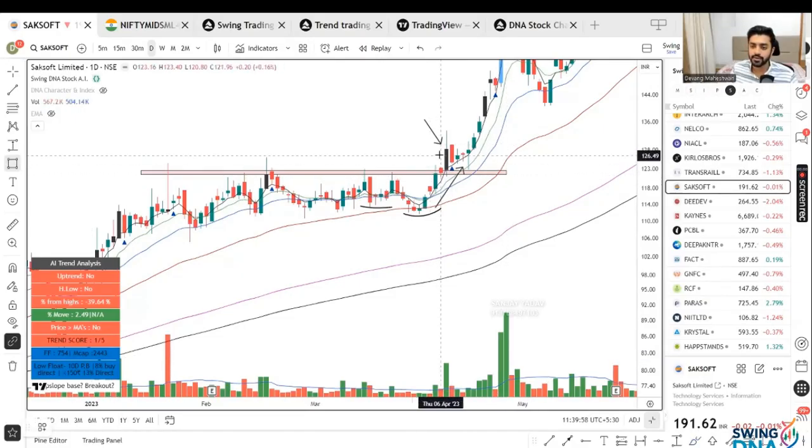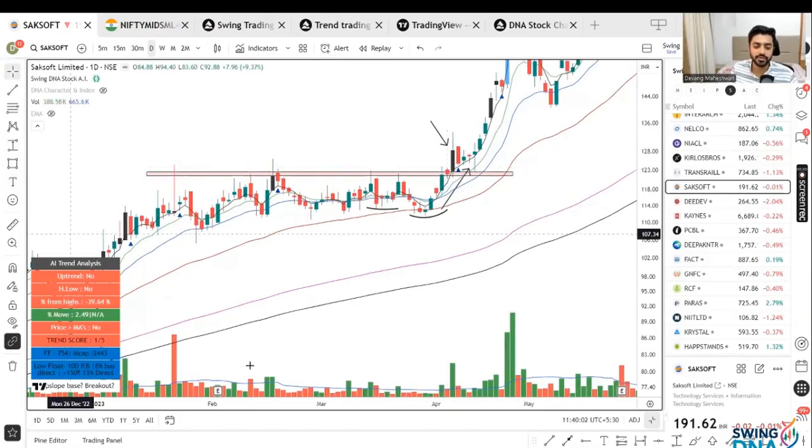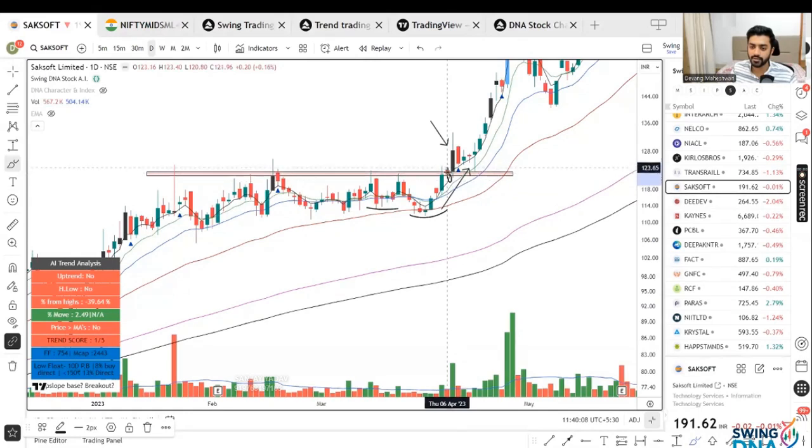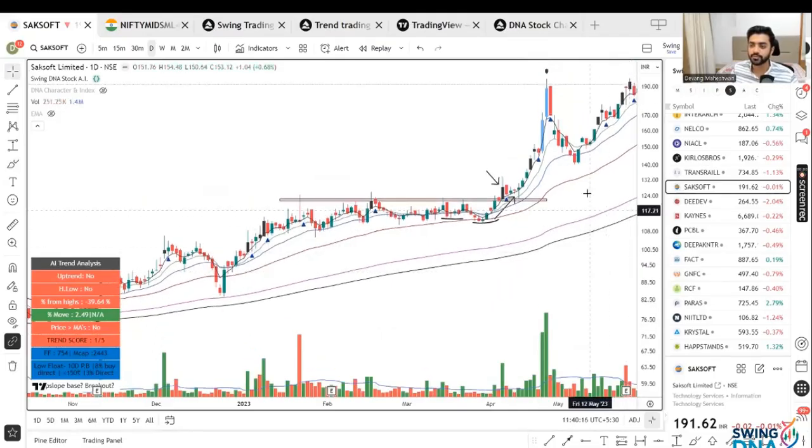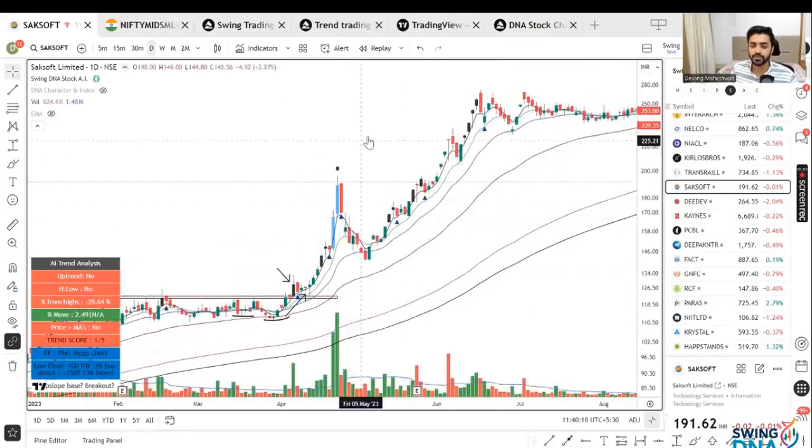But it was not directly moving up from here like this. If this candle was not there, then it was an action in which nothing could have been done. If this candle was not there and it went directly up here, then we would have waited for a higher low to form and then traded maybe. So here, good movement.